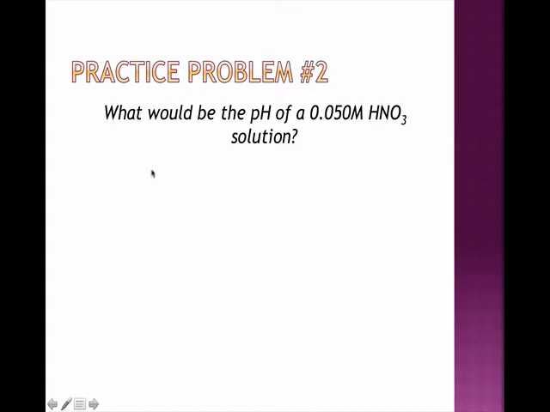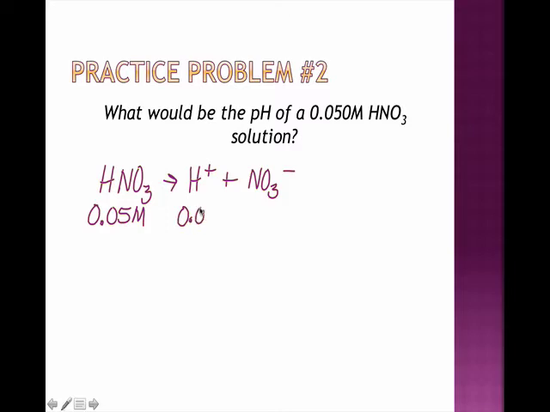Our second problem says, what would be the pH of a 0.050 molar nitric acid solution? So the first thing I'm going to do again is write my nitric acid, and show how it breaks up into the hydrogen ions and the nitrate anions. So that's what I've got. If my original molarity is 0.05 molar, then because this is a 1-to-1, for every one of these I produce 1 H+. The concentration stays the same. So 0.05 molar, 0.05 molar, and 0.05 molar. So there's none of this left. It's all been converted into the ions.